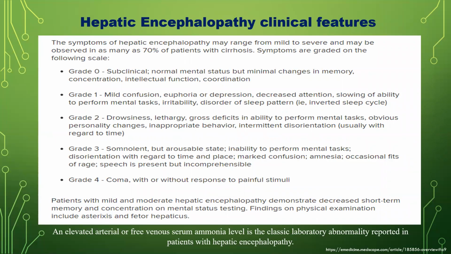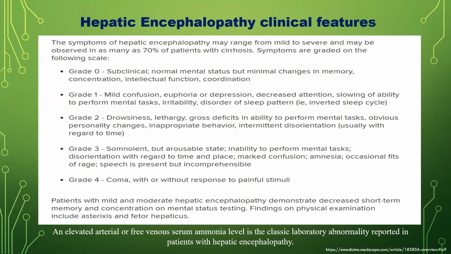The symptoms of hepatic encephalopathy may range from mild to severe and may be observed in 70% of patients with cirrhosis. They are graded on the following scale from 0 to 4, where 4 is a coma and 0 is a subclinical presentation with minimal changes in memory, concentration, or intellectual function. Patients with mild to moderate hepatic encephalopathy demonstrate decreased short-term memory and concentration on mental status testing.